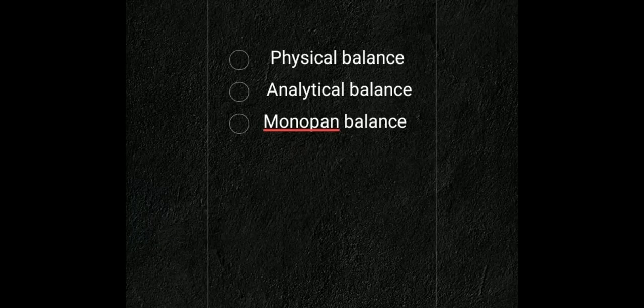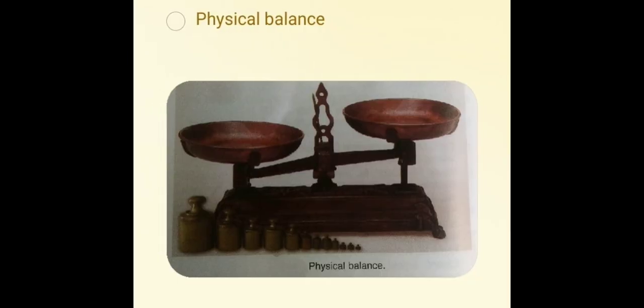This requires the use of good instrumentation and sound analytical methods. A common balance is used to find out the mass of a substance by comparing it with known masses. The balances used are of three types: physical balances, two-pan analytical balances, and monopan balances.